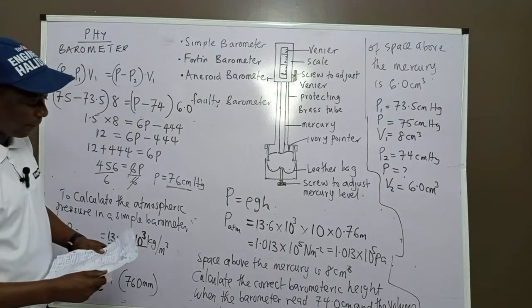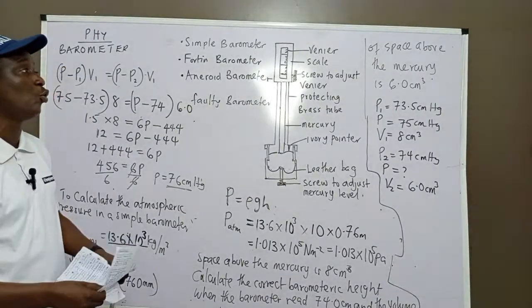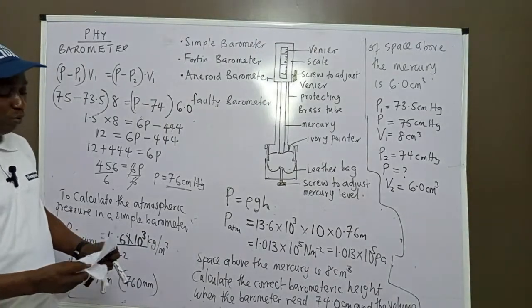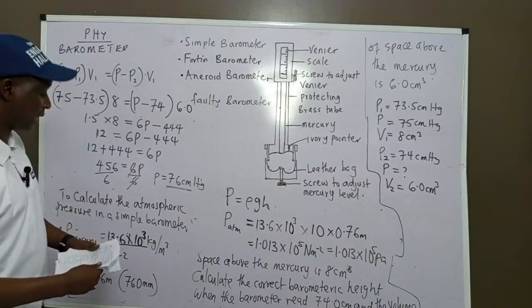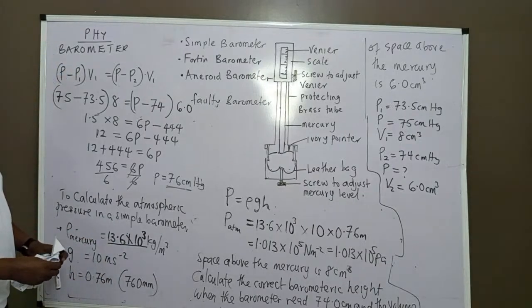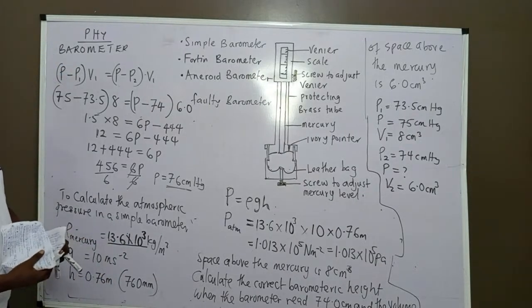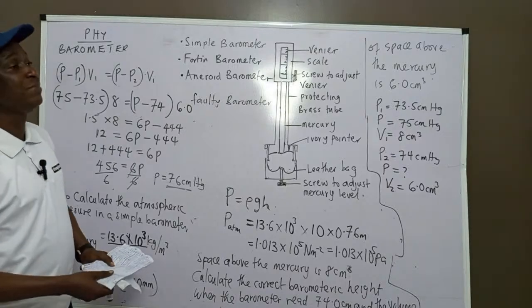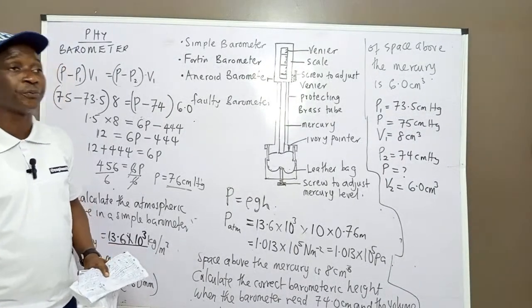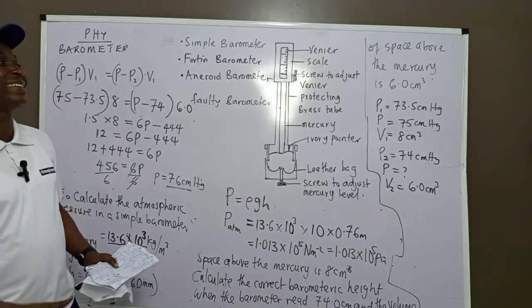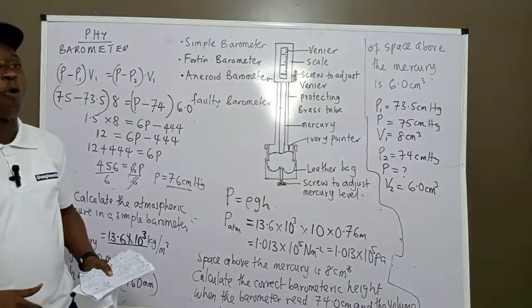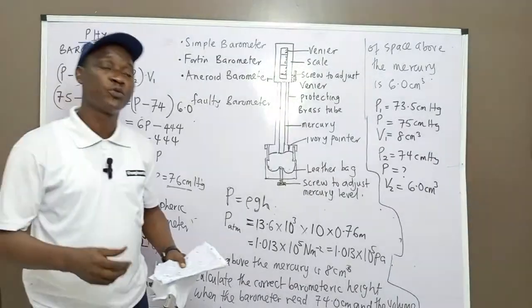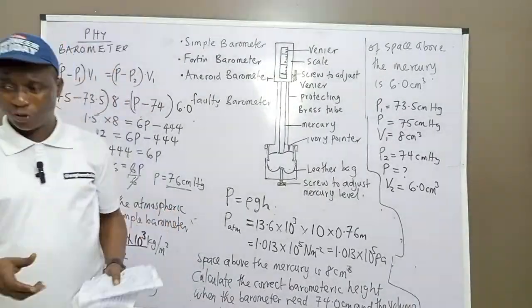Now what we want to talk about, as we are getting towards the end, is number 2, which you call the floating barometer. Now the question is, what is a floating barometer? It's an instrument used in the laboratory. So it's a laboratory barometer. It's used in the laboratory to measure the atmospheric pressure accurately.